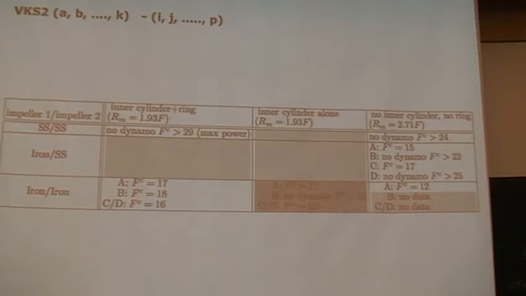And B, C and D is stuff that I will discuss later. The one piece of information I want you to remember from this is that if I rotate just one propeller made of soft iron, I generate a dynamo. If I rotate just one propeller made out of stainless steel, I don't generate a dynamo. So I need to explain that.